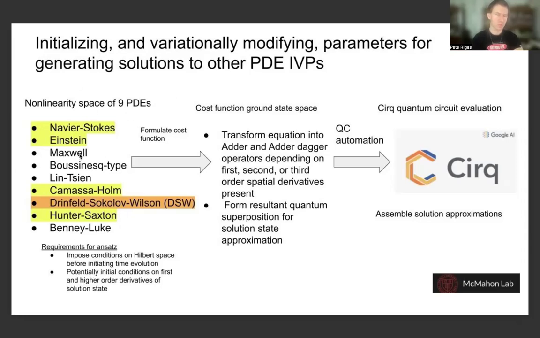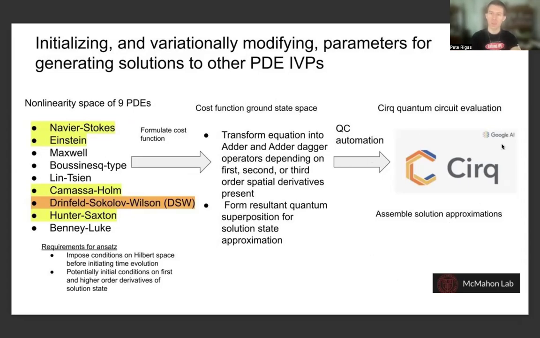And after being able to formulate and brainstorm the types of nonlinearities that would be interesting for us to explore, we can formulate a cost function which we pass to this middle component of this workflow relating to the cost function ground state space, in which we pretty much transform the equation into a and a dagger operators, which allows us to form a resulting quantum superposition for solution state approximation.